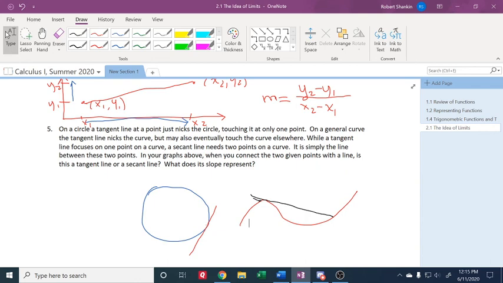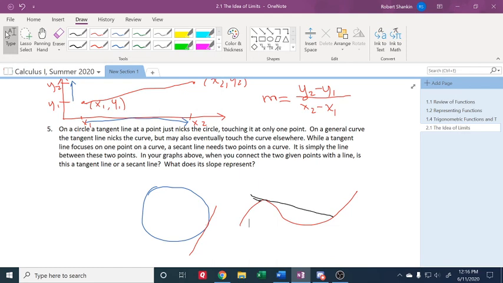Okay, group 6. What is this, a tangent line or a secant line? For the ones above, they're going to be secant lines because they're touching 2 points. Okay, and what does the slope represent? Well, the slope of the secant line, I guess, would represent the slope of those 2 points. That is correct. And you could also say that the slope represents what?